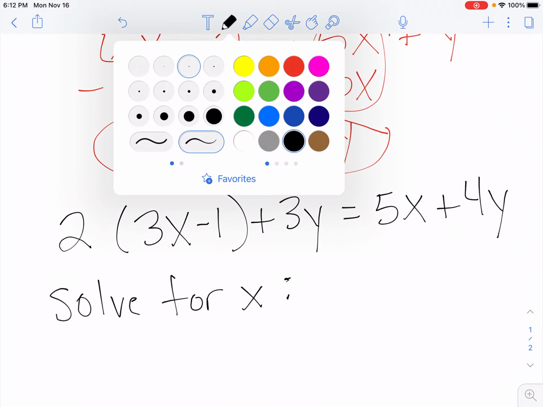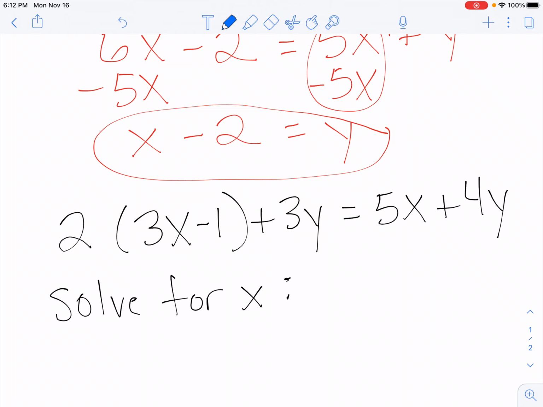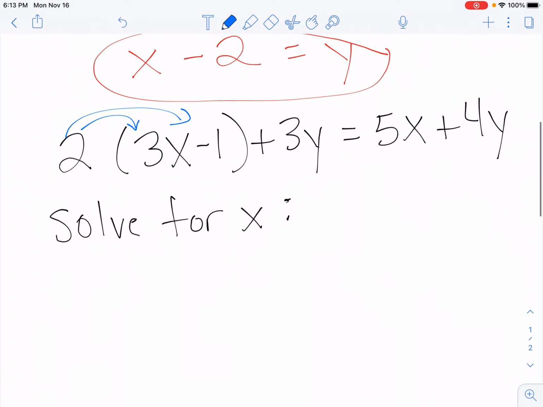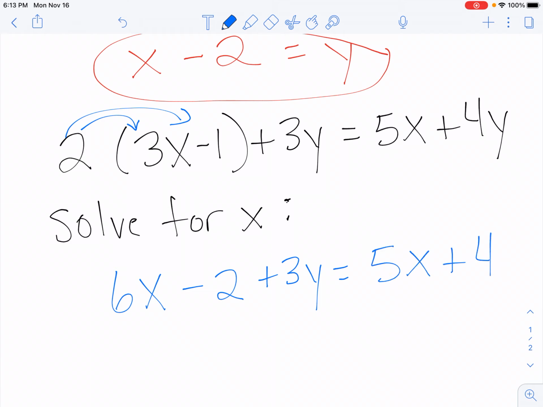All right, so the same thing, I'm going to want to get rid of these parentheses, so I need to distribute the 2 to everything inside of the parentheses. So again, two groups with 3x in them gives us 6x's. 2 times negative 1, or two groups with negative 1, would be negative 2. Plus I have those 3y's, and then nothing changed so far on the right, so I still have 5x plus 4y on the right-hand side.